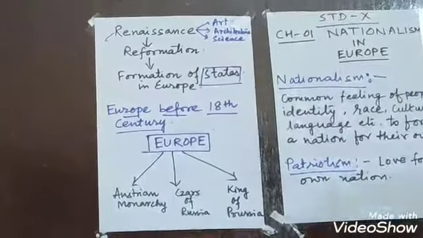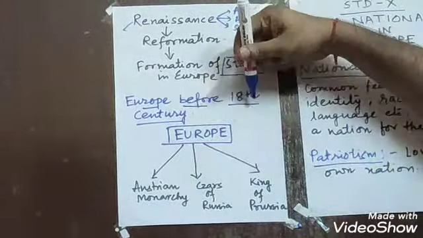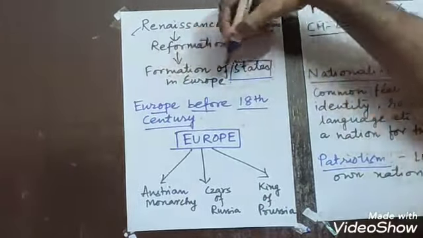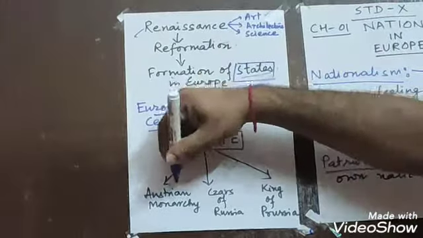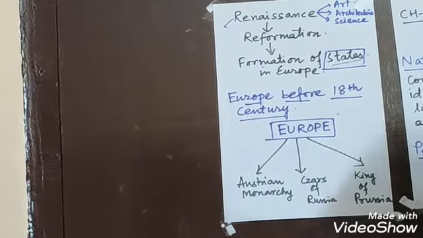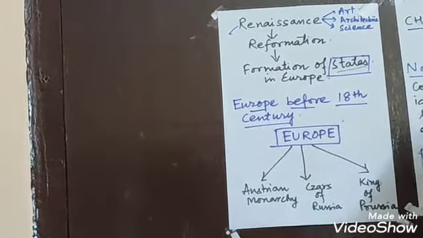Now you see the situation before the 18th century, the states, what I have written over here. So these are the states: Austrian monarchy, Tsars of Russia, Kingdom of Prussia, and then the Stuarts of England.